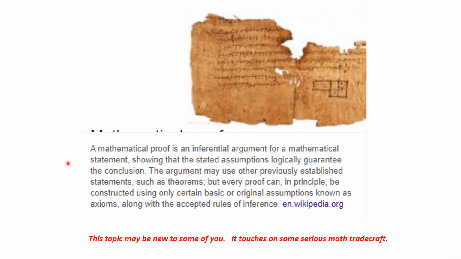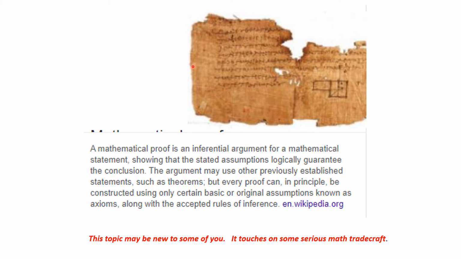A mathematical proof is an inferential argument for a mathematical statement, showing that the stated assumptions logically guarantee the conclusion. The argument may use other previously established statements, such as theorems, but every proof can, in principle, be constructed using only certain basic or original assumptions known as axioms, along with accepted rules of inference.